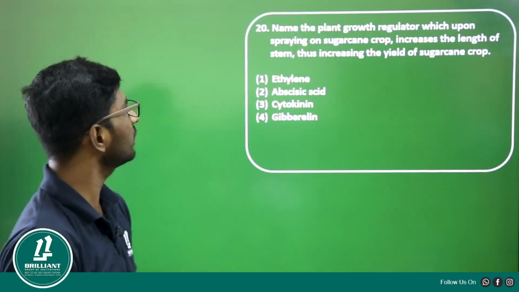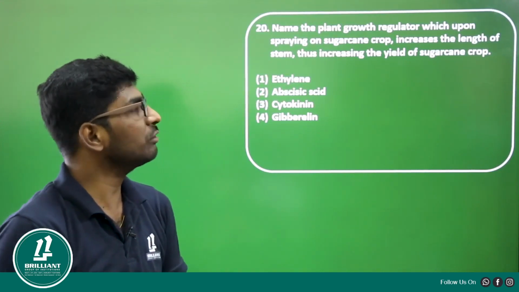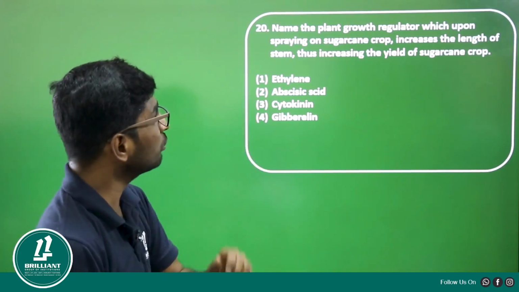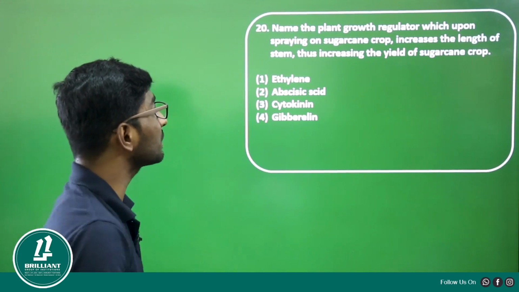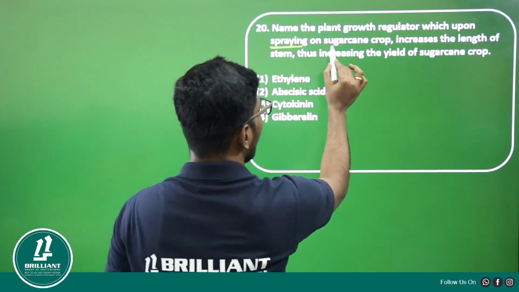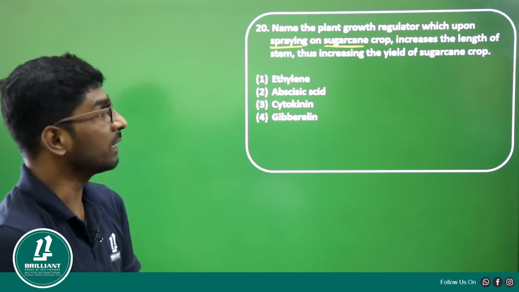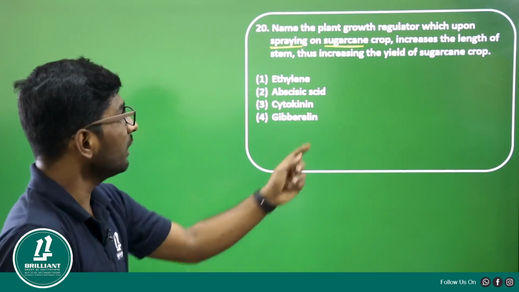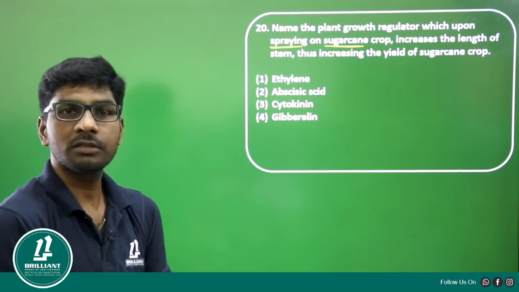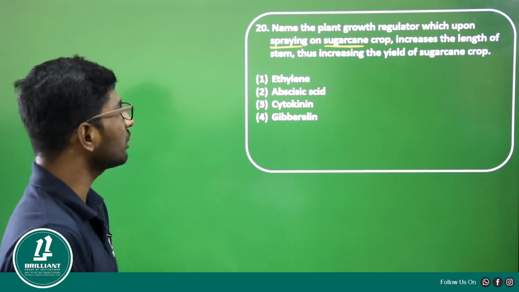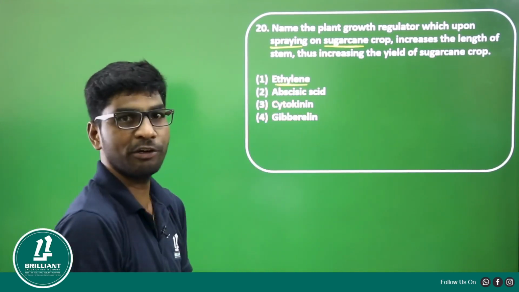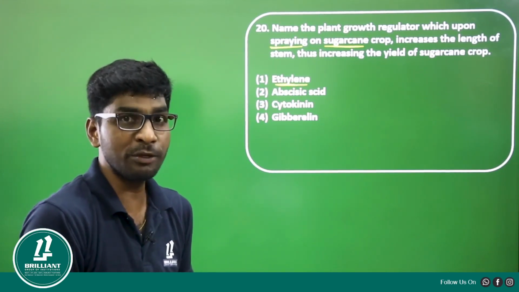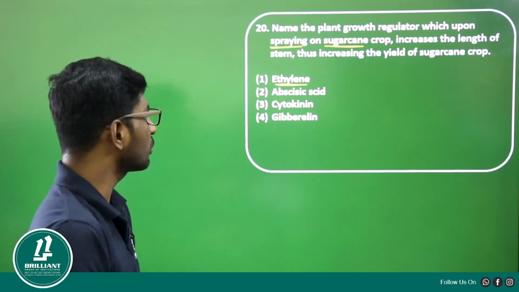Next question, question number 20. Name the plant growth regulator. They're asking about the plant hormones. Name the plant growth regulator which upon spraying, look at here, they're spraying on which crop? Sugarcane crop. Increase the length of stem and increase the yielding of what? Sugarcane crop. Option 1, ethylene. Ethylene is used for the ripening of fruits. It is a gaseous plant growth hormone, right? So ethylene is mainly useful for ripening of fruit. So this is not correct.